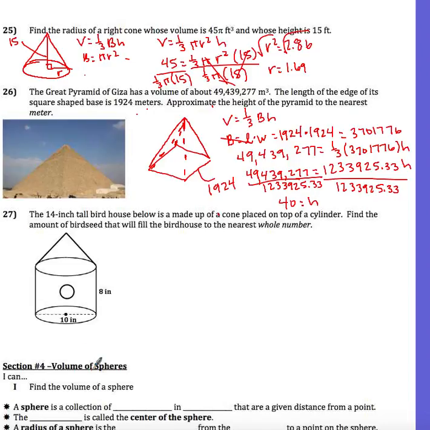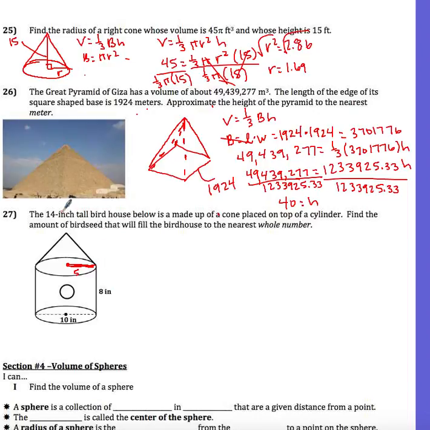All right, last one. The 14-inch tall birdhouse below is made up of a cone placed on top of a cylinder. Find the amount of birdseed that will fill the birdhouse to the nearest whole. Okay, so I've got two pieces. It doesn't tell me much about my cone, but I can figure it out because, for one, the radius of my cone is going to be half of the diameter. So if the diameter is 10, the radius is going to be 5.